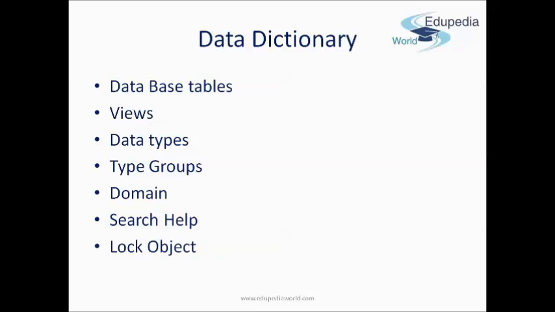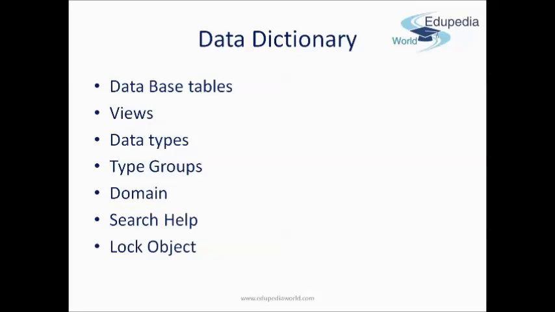Views get the data from various tables, retrieve the data, and show it to you on a single screen. Views pick the data at runtime from database tables and show it to you on the screen. There are various types of views which we are going to discuss in detail when we discuss the data dictionary topic. Data types again store properties.